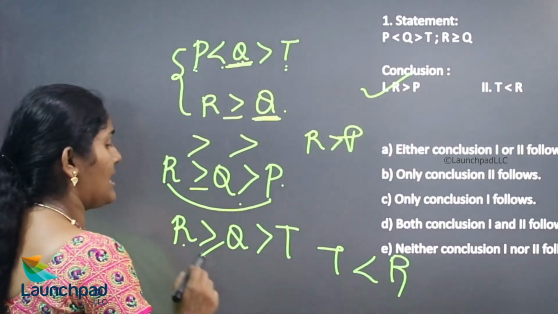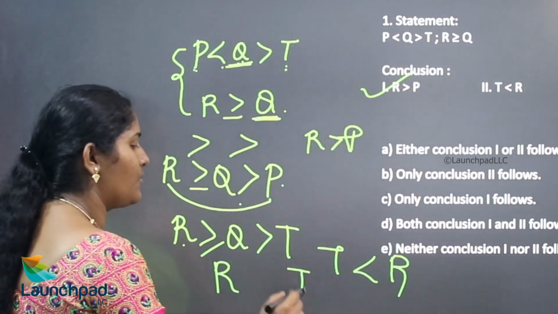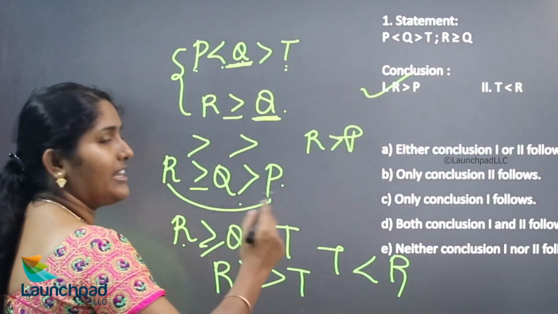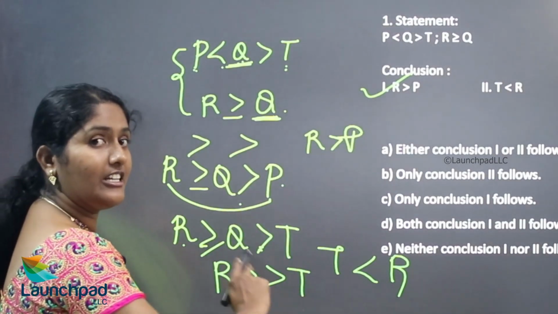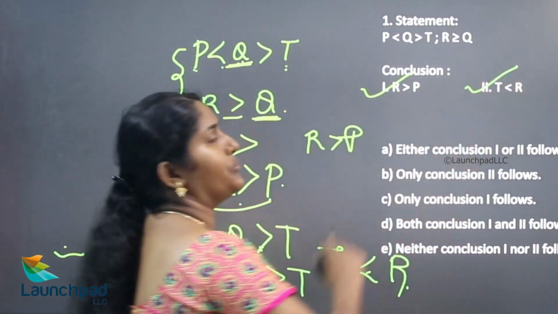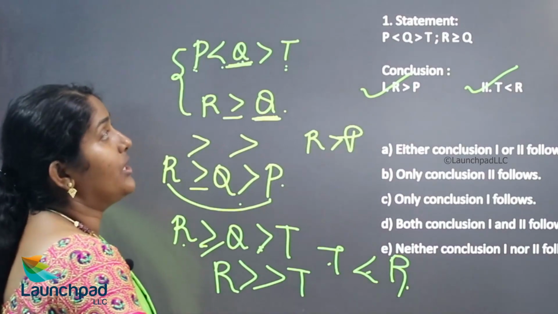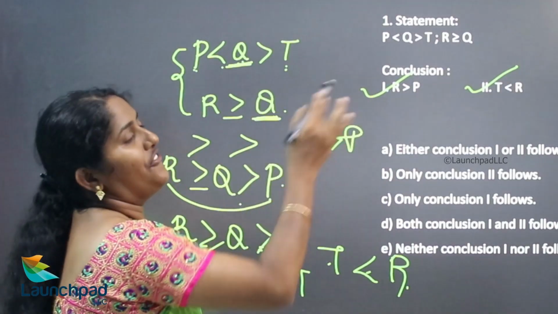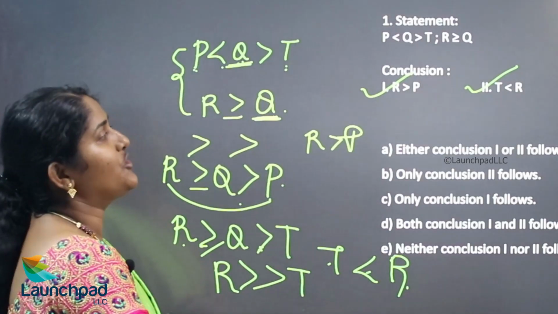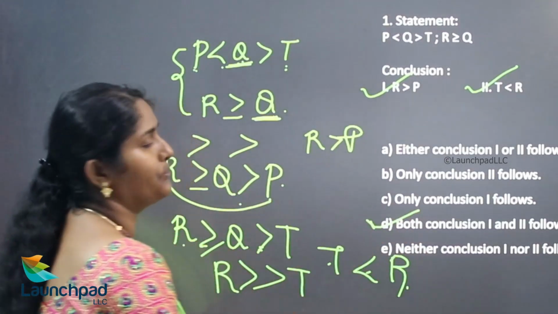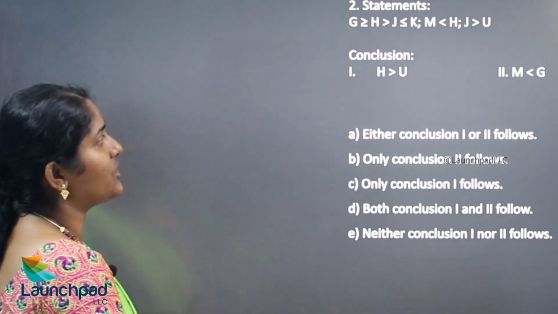And T is less than R. Where is R? R is here and T is here. What are the common symbols? Greater than. So in another name, R is greater than T, or T is less than R. Hence the second conclusion is true. So this is the way of connecting the two different statements. Hence your answer is both conclusions 1 and 2 are true. We'll move on to your next question.